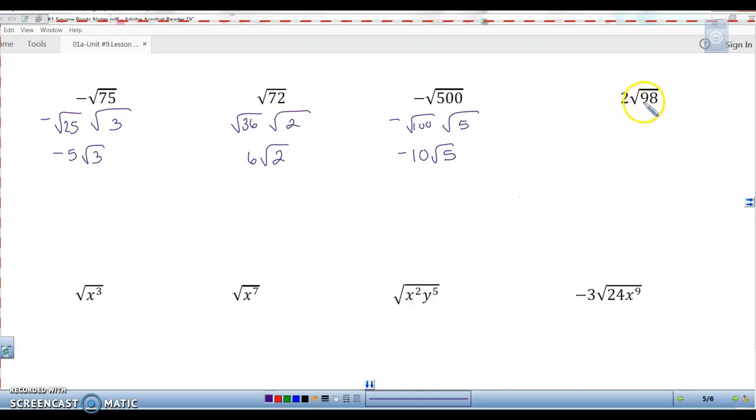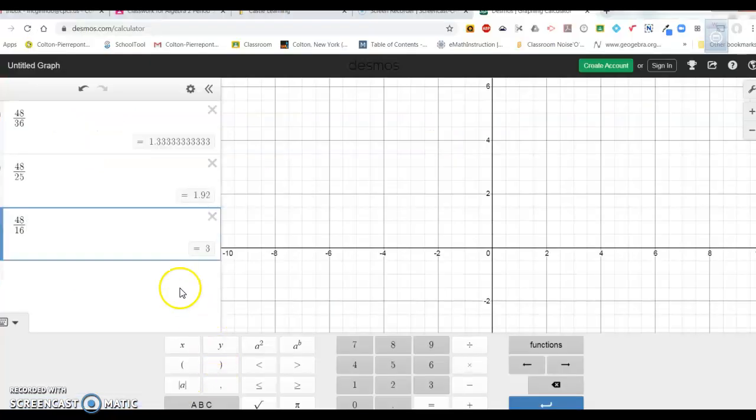Okay, 2 times the square root of 98. The 2 I'm not worried about; we multiply that out later. So I need to figure out something with 98. Let's do this one on Desmos so that we can practice.